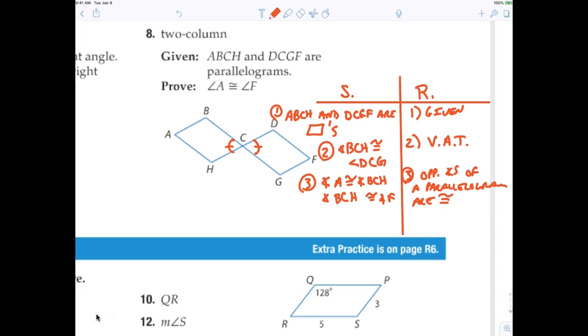So we're trying to prove A and F, right? So we have it now. Angle A is congruent to BCH, and BCH is congruent to F. Well, that's just substitution, or it's perfectly set up as a what? Transitive property also, right? So angle A is congruent to angle F, transitive or substitution, I don't care.